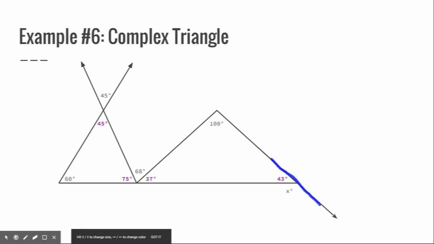And then the very last thing that we're going to look at is that, again, this is a straight line, and straight lines add up to 180 degrees. Now, if 43 degrees has already been taken up right here, what is left over is 137. And that's it. That is how you find that missing angle.